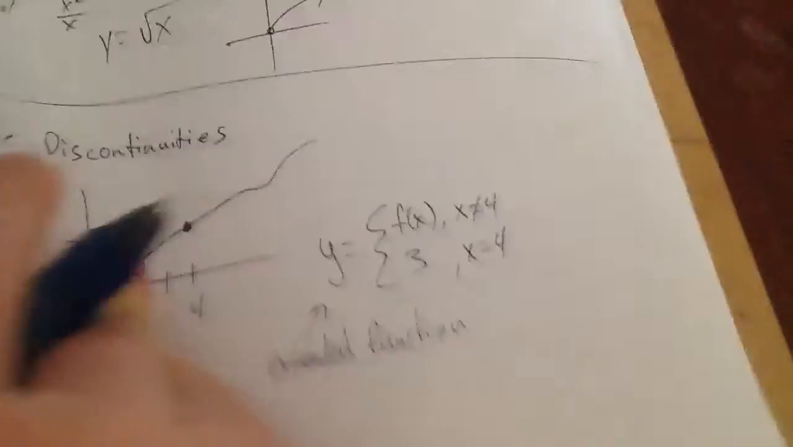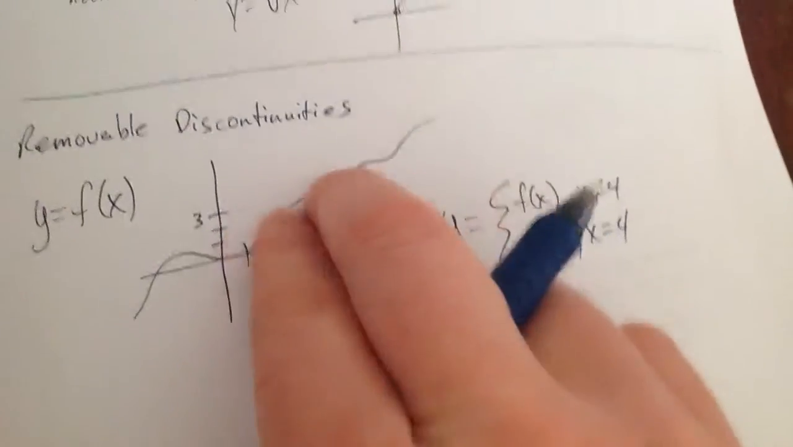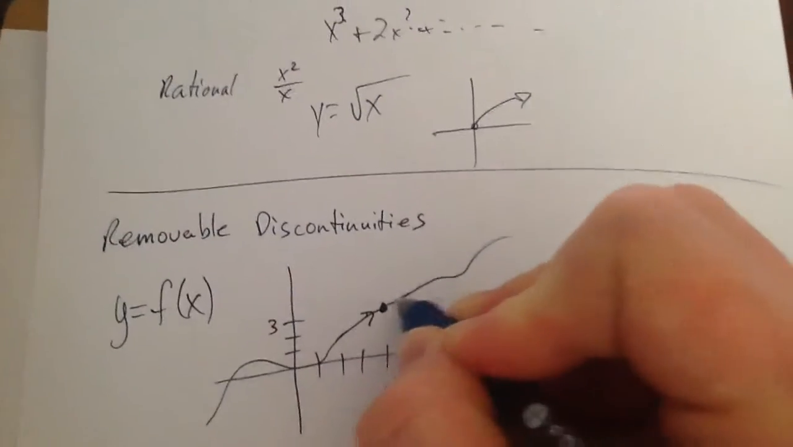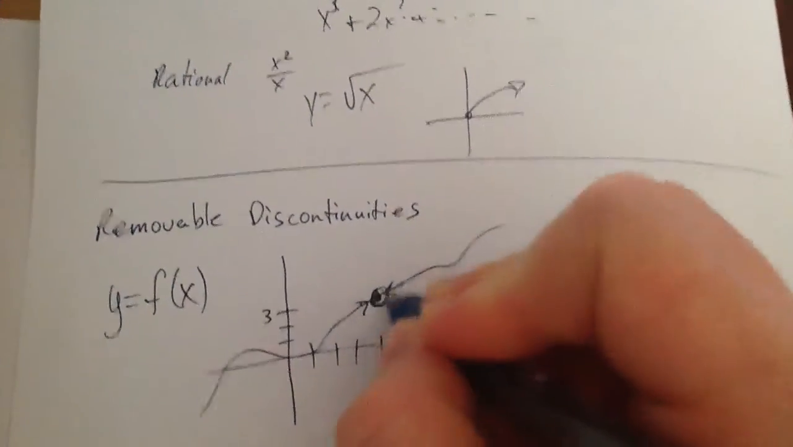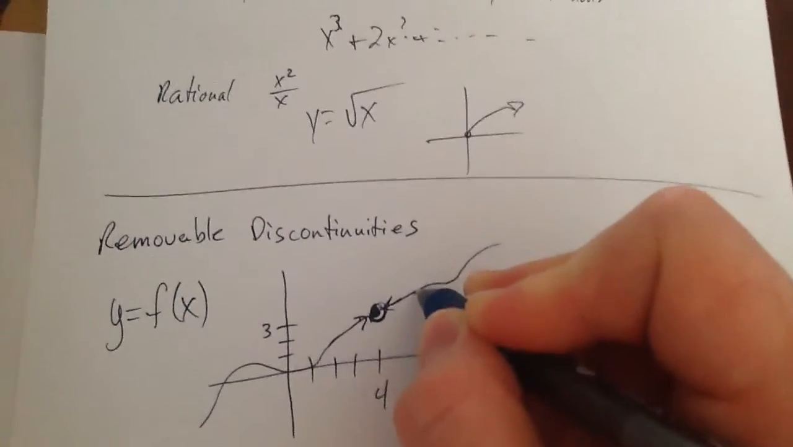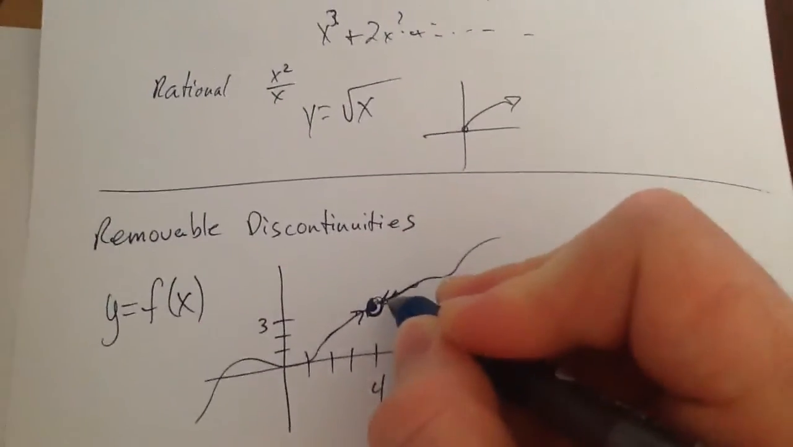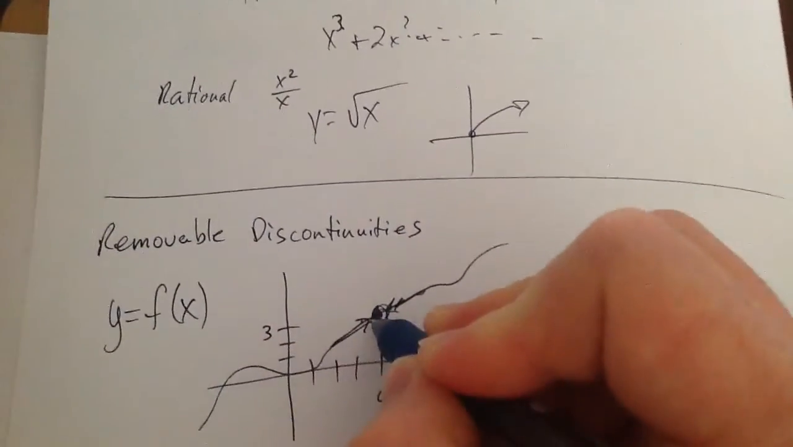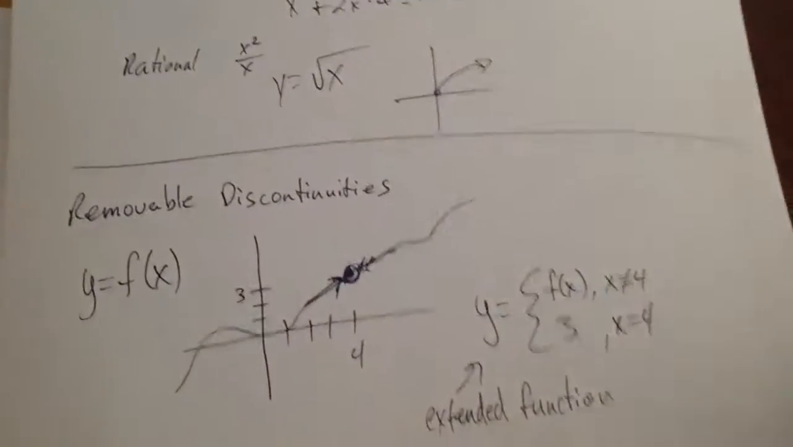In order to be removable, the function has to have the limit on either side, in either direction, approach the same thing. In this case, with our hole here, if I took the limit as x approached 4 from the right, I got the same answer as if I took the limit as x approached 4 from the left.